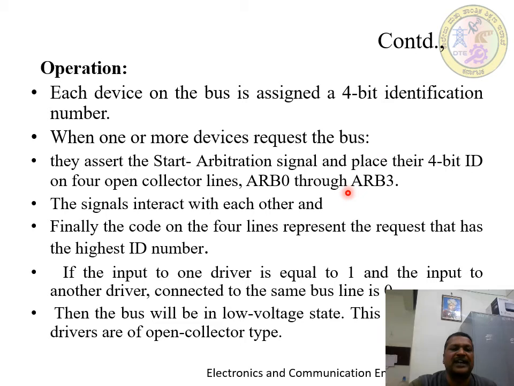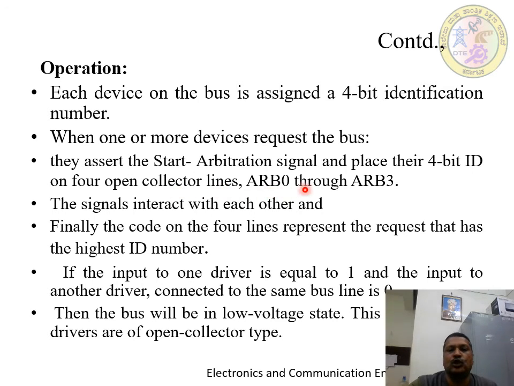Now we can see the operation. Each device on the bus is assigned a 4-bit identification number. When one or more devices request the bus, they assert the start arbitration signal and place their 4-bit ID on 4 open collector lines.